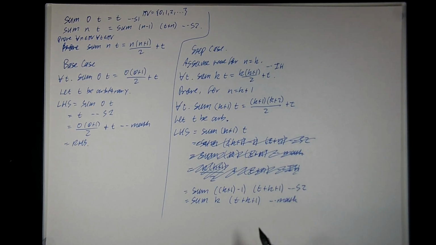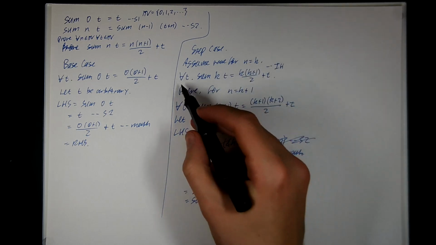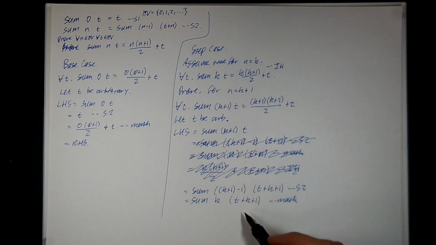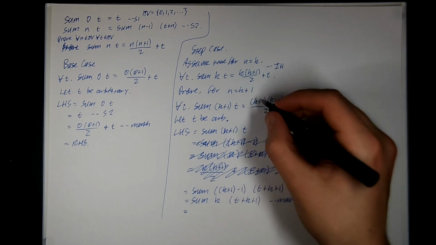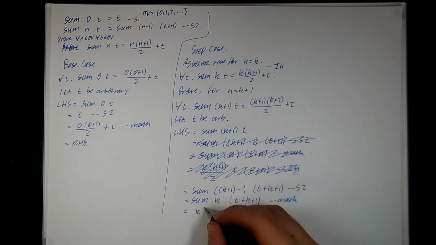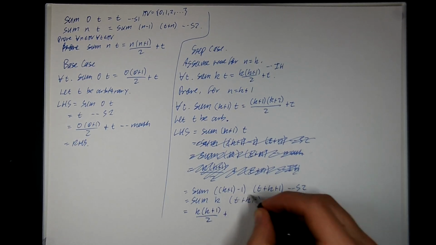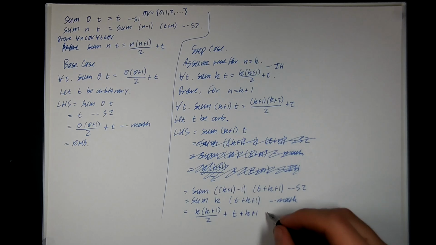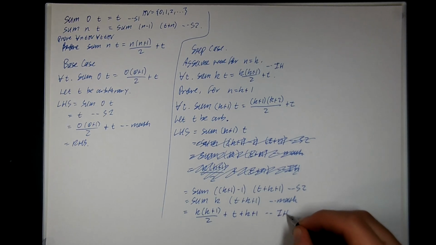I can now apply the inductive hypothesis. Even though the inductive hypothesis doesn't have a t plus k plus 1 term here, I've assumed the inductive hypothesis for any value of t. So that means it'll work for this value of t here, namely t plus k plus 1. So I can apply the inductive hypothesis and replace this term here with k times k plus 1 on 2, plus the value of the second argument, t plus k plus 1. Okay? What was that by? That was by the inductive hypothesis.